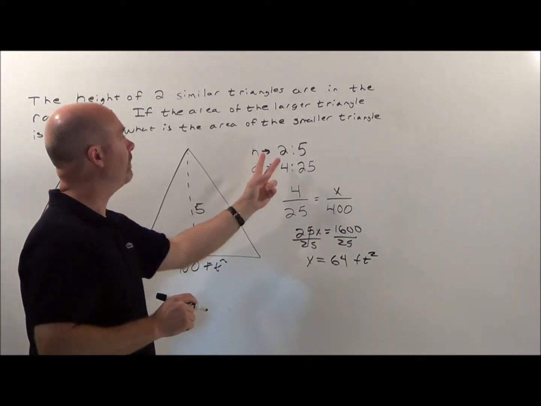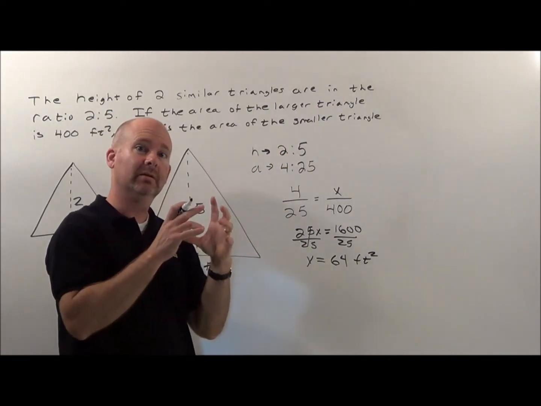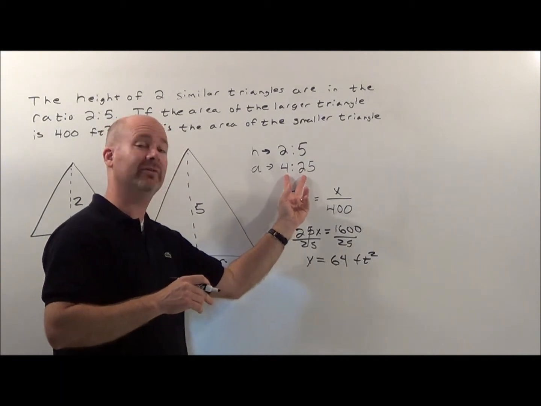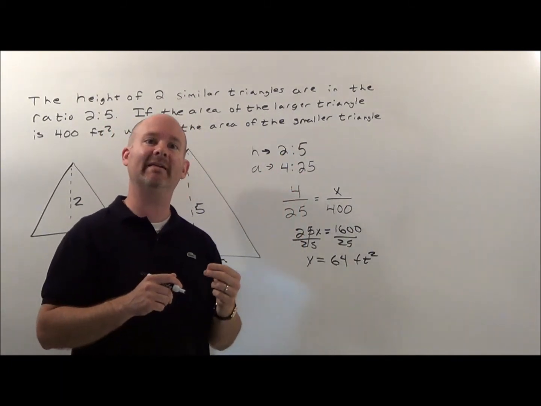So, very difficult problem, but you need to remember that when you mess with everything in a shape and you're dealing with area, you're going to have to square each of these numbers to figure out the ratio of the areas. And you would cube them if you're dealing with something that had to do with volume.